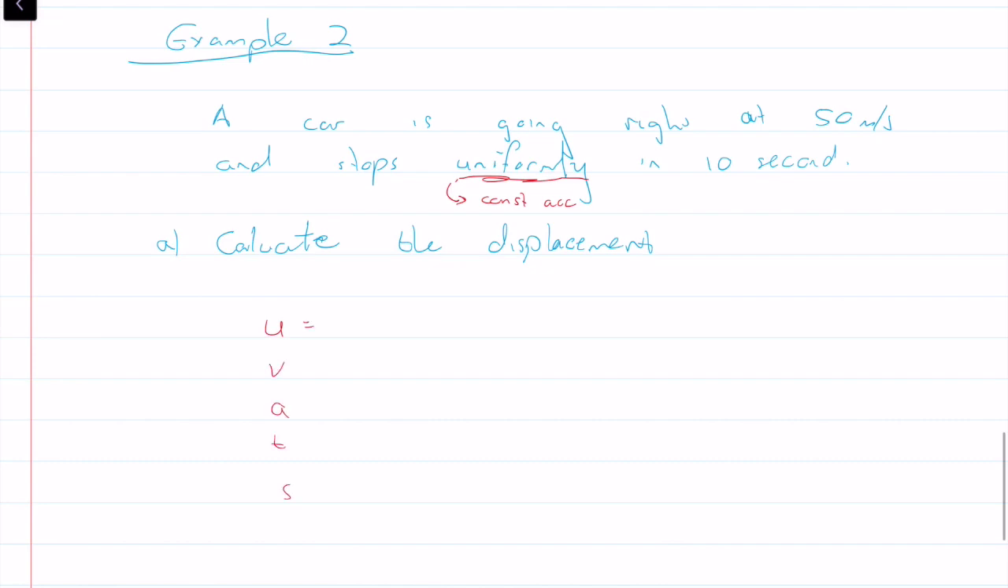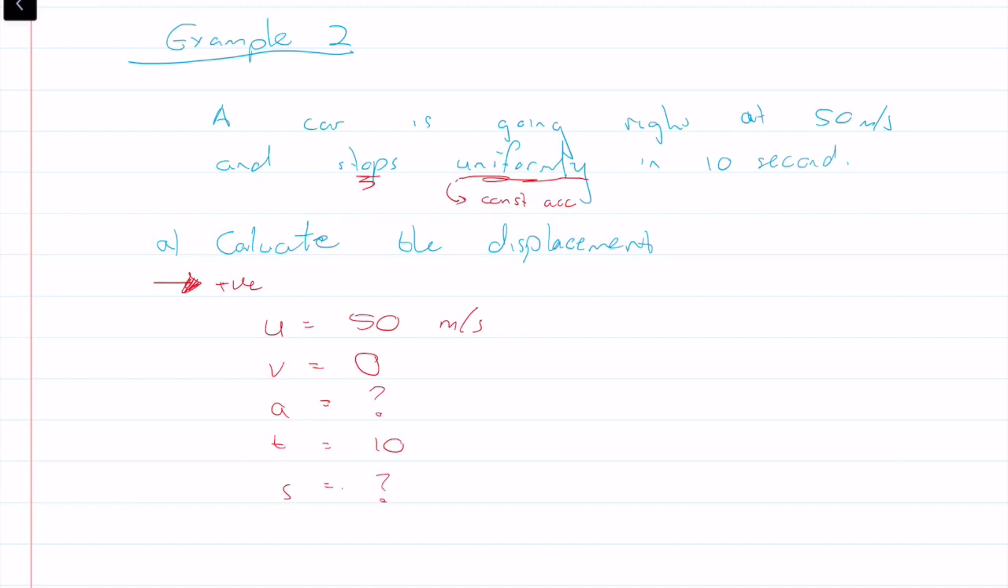Okay, so our initial velocity, and we're going to pick right as being positive, is 50 meters per second right. Our final velocity, it wants to stop, so it needs to go to 0. Our acceleration is an unknown. Our time is 10 seconds. Our displacement is also unknown.